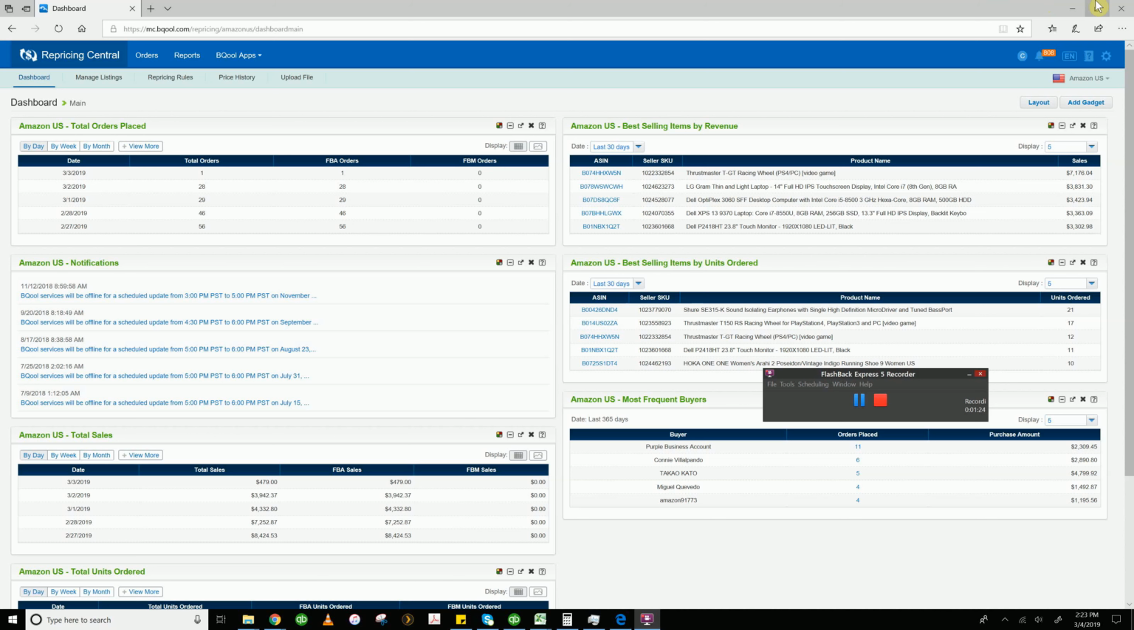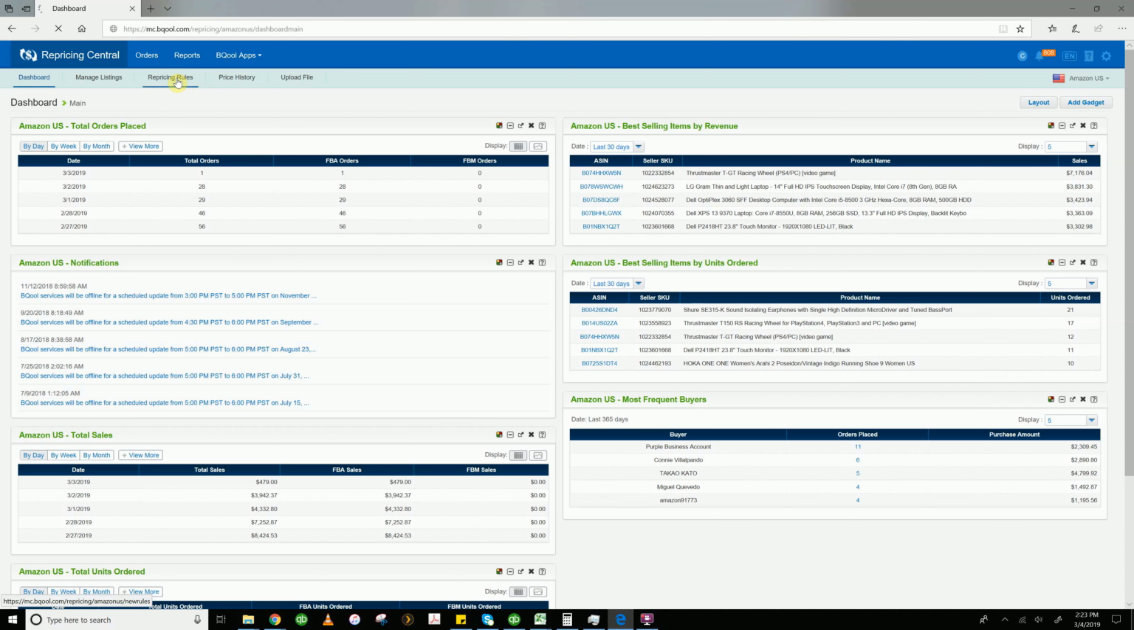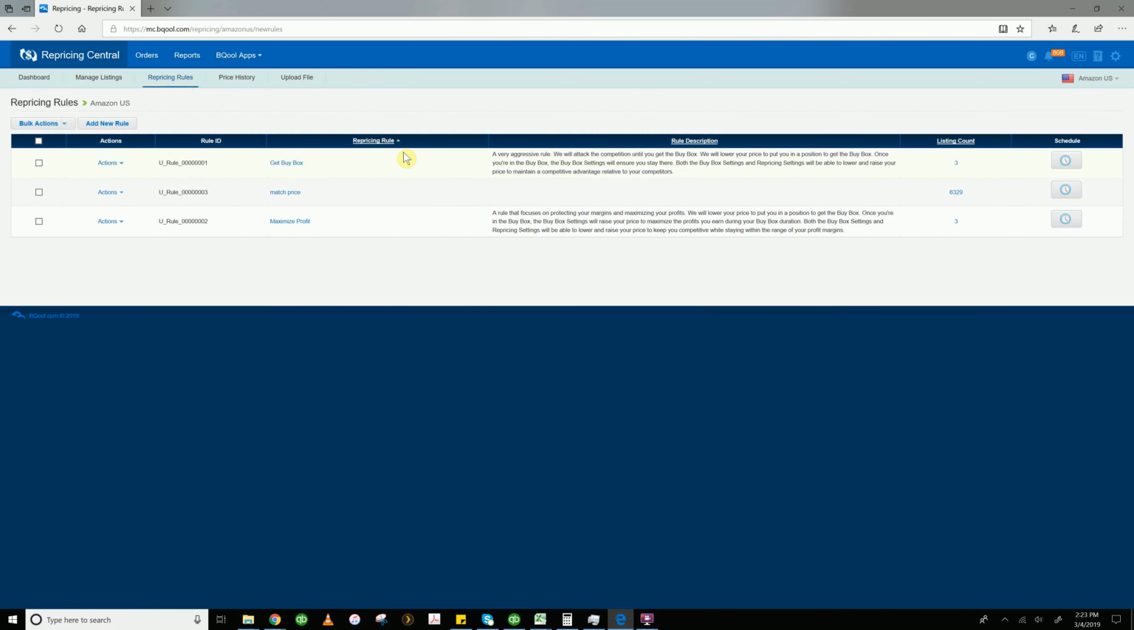So let's just go immediately into our rule. So click repricing rules. Bqool comes with two generic rules that are both terrible: to get buy box, maximize profit rule. Never use these. Not going to go into why, but each one of them, for their own reasons, is not optimal. So you'll want to click add a new rule. I'm just going to click my rule that already exists.